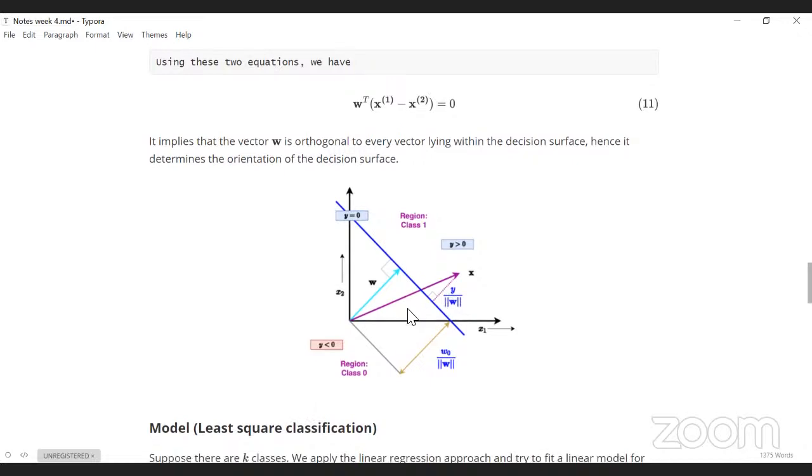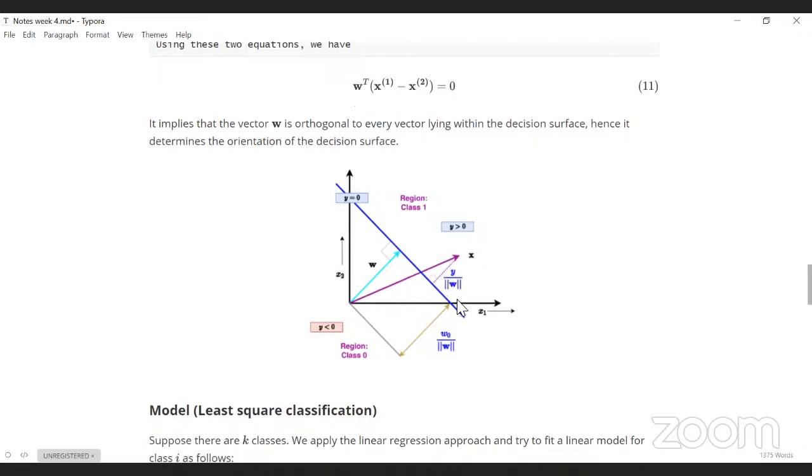Okay. So remember this is going to give you the signed distance. We are not considering the absolute part. So if y is positive, then we are on the upper side of the hyperplane. And if y is negative, then we are on the lower side of the hyperplane. So this idea we can use to actually predict our class label.